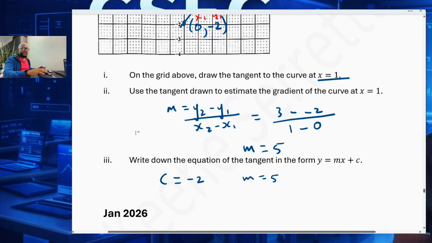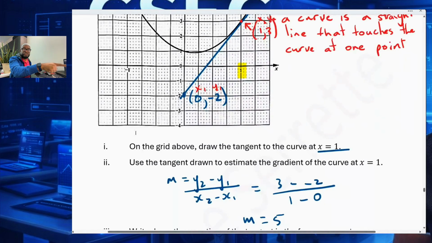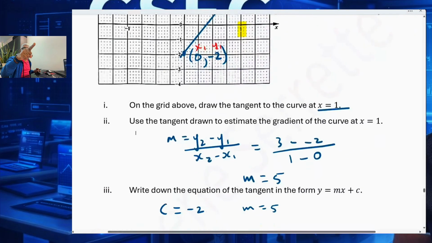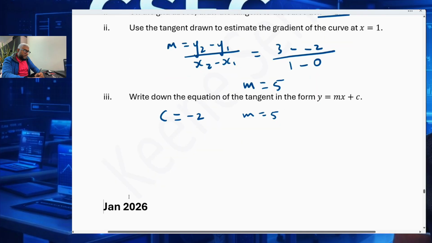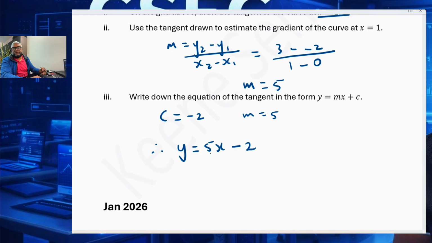So for part 3, we know that our y-intercept is -2 because that's where our tangent is cutting through the y-axis, right? And we just calculated that our gradient is 5. So therefore, y will be equal to m, which is 5x, plus c, which will be plus -2. That will give us y = 5x - 2. This is the equation of the tangent to the curve, right?